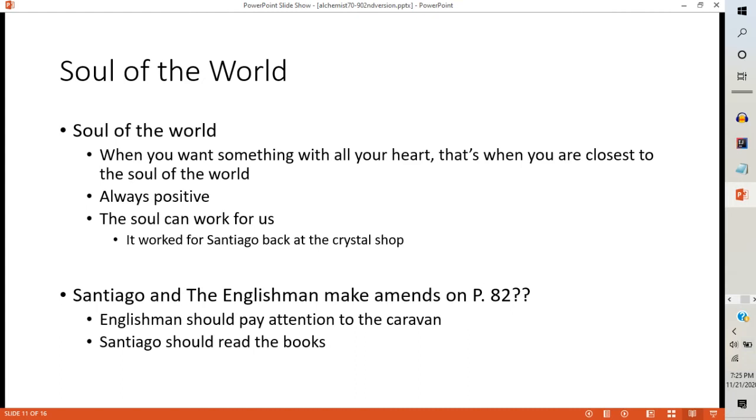Let's continue on. I put here on page 82 that it seems like Santiago and the Englishman kind of make amends a little bit. Paulo writes here, quote, "That's the magic of omens," said the boy. "I've seen how the guides read the signs of the desert and how the soul of the caravan speaks to the soul of the desert." The Englishman said, "I'd better pay more attention to the caravan, and I'd better read your books," said the boy.